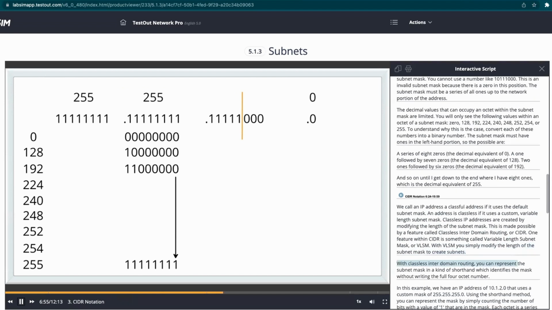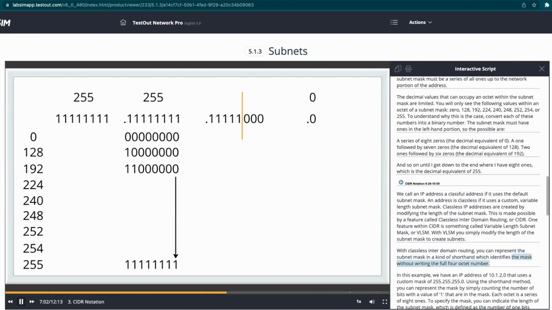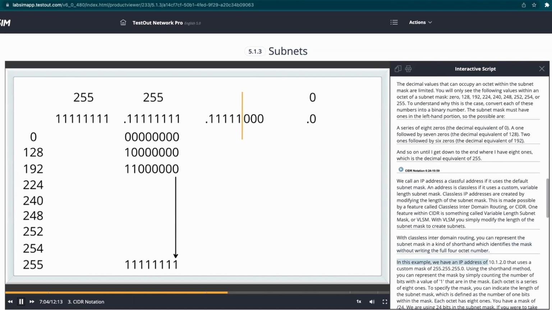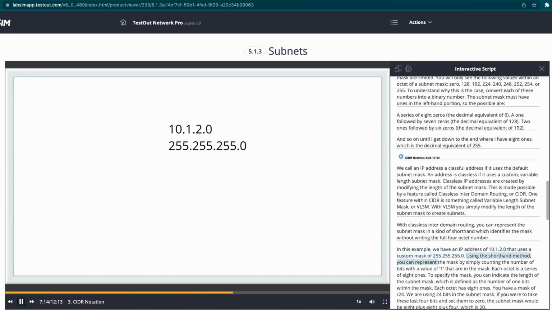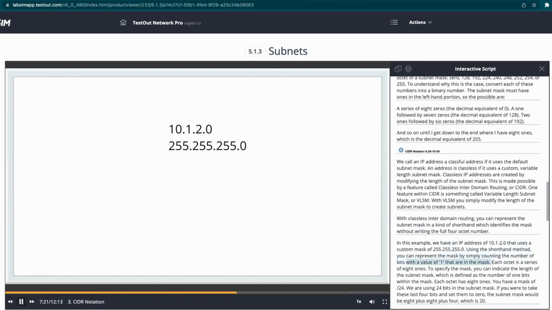With classless inter-domain routing, you can represent the subnet mask in a kind of shorthand which identifies the mask without writing the full 4-octet number. In this example, we have an IP address of 10.1.2.0 that uses a custom mask of 255.255.255.0. Using the shorthand method, you can represent the mask by simply counting the number of bits with a value of 1 that are in the mask.